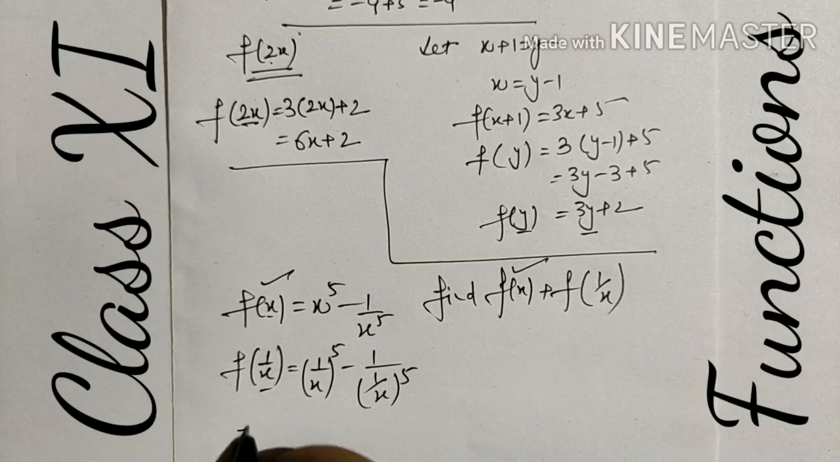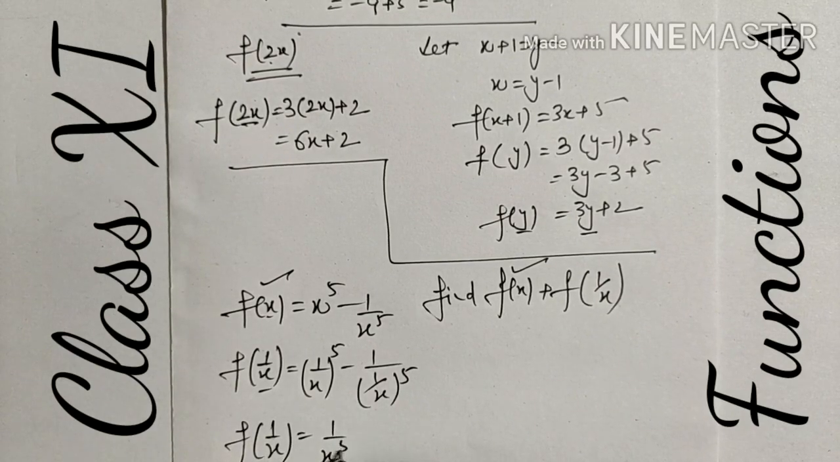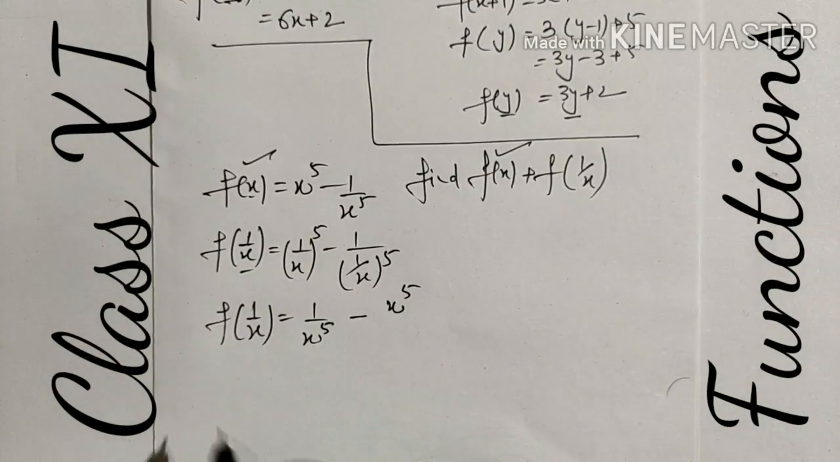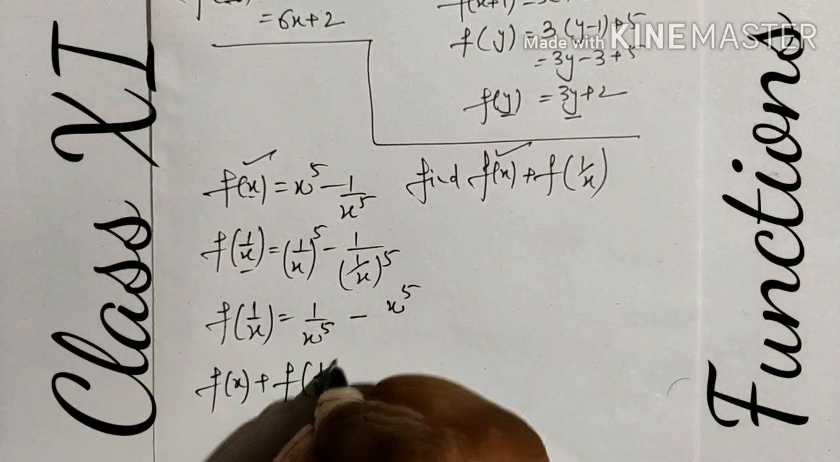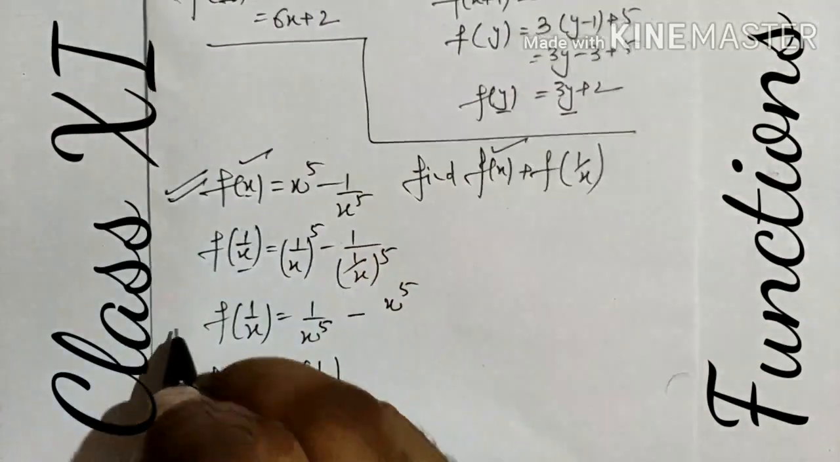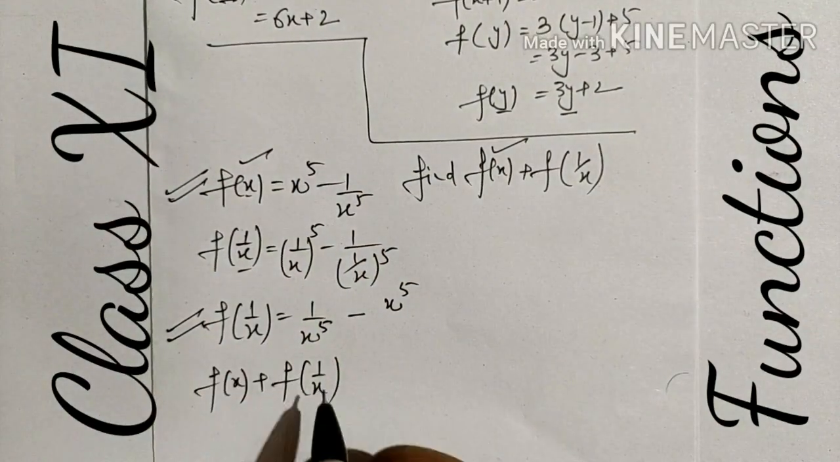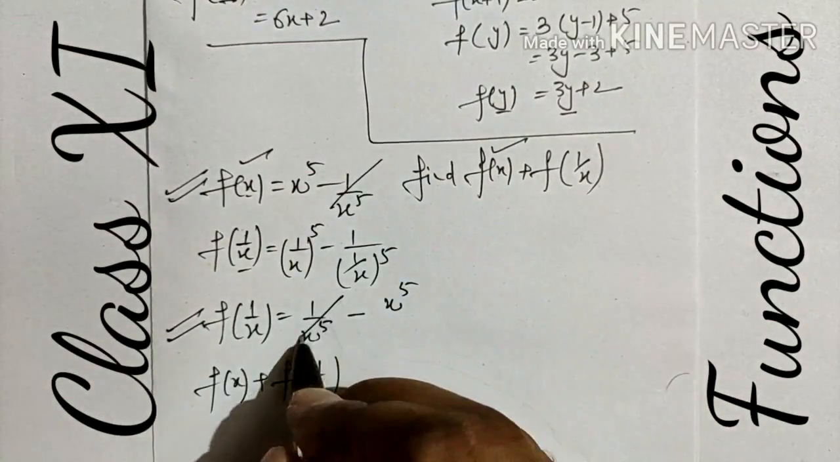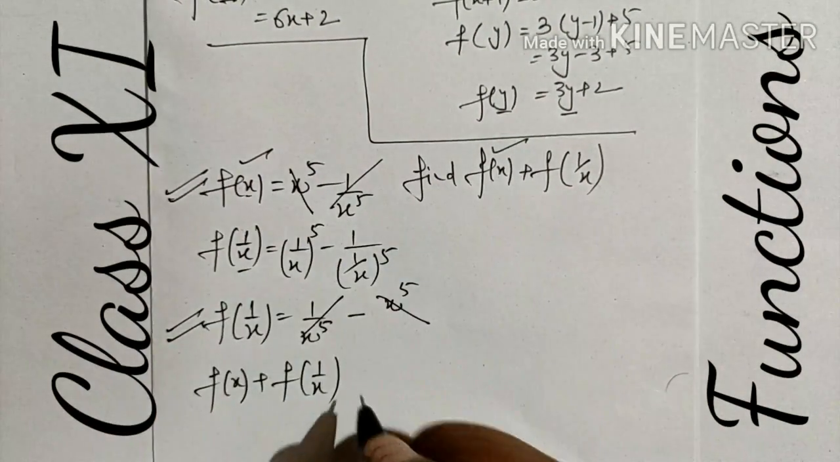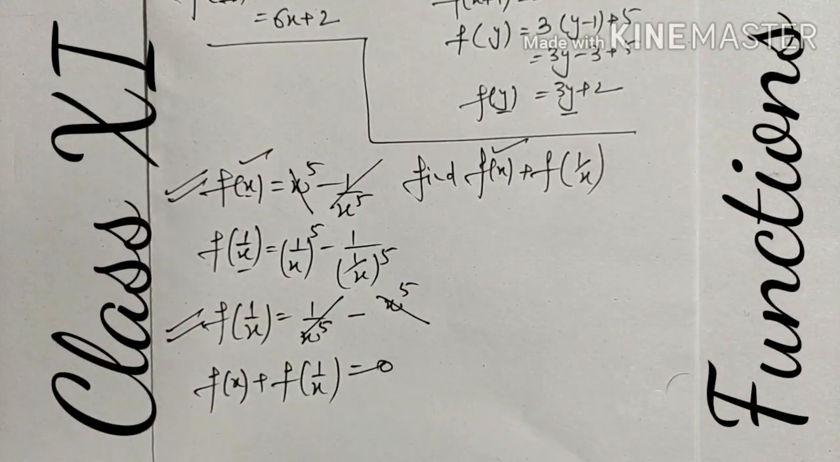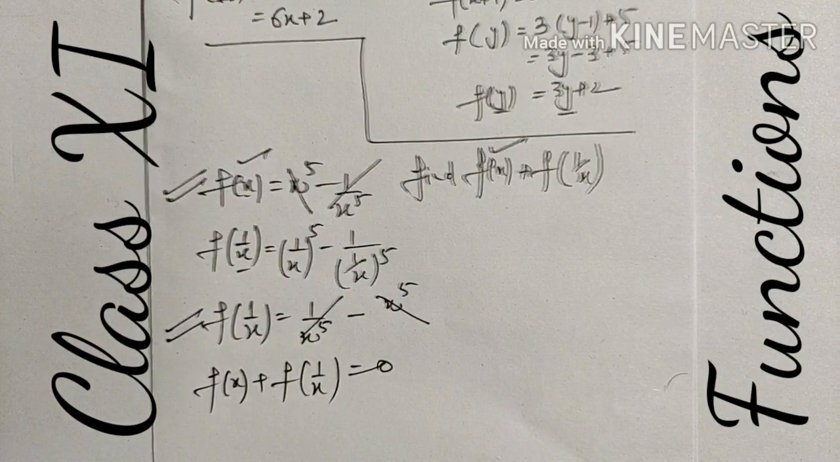What we get from here, f of 1 by x becomes, by simplifying, the first term this one, the second term becomes this one after reversing. Our question is to add f of x with f of 1 by x. Means this function and this function we have to add up. When we add up, if you see, these two terms are the same, they cancel out. These two terms are also the same, they cancel out. So what we get? All cancel out, the answer should be 0.